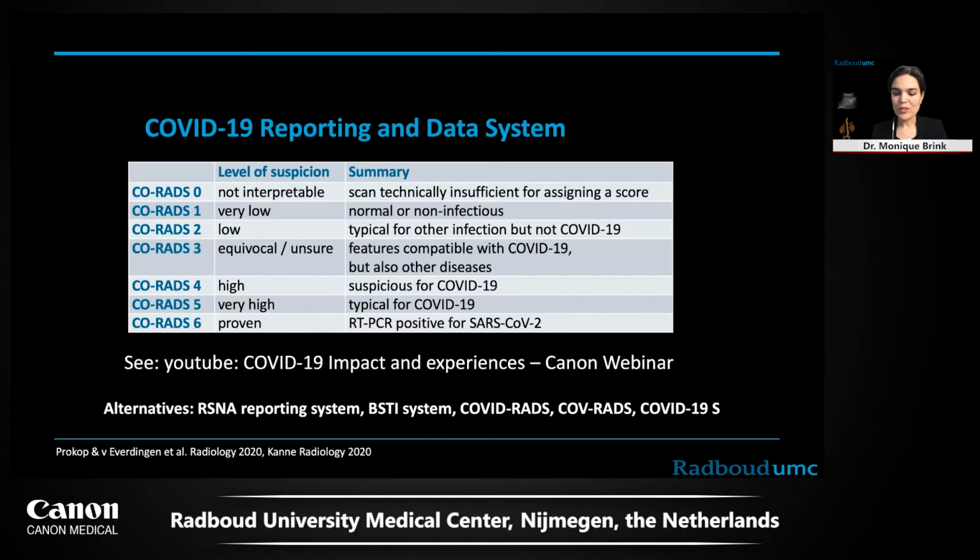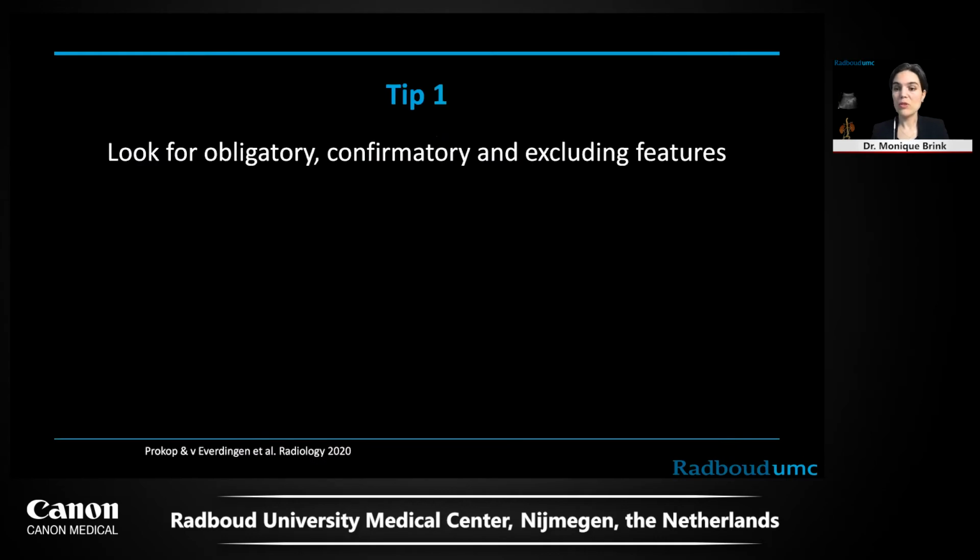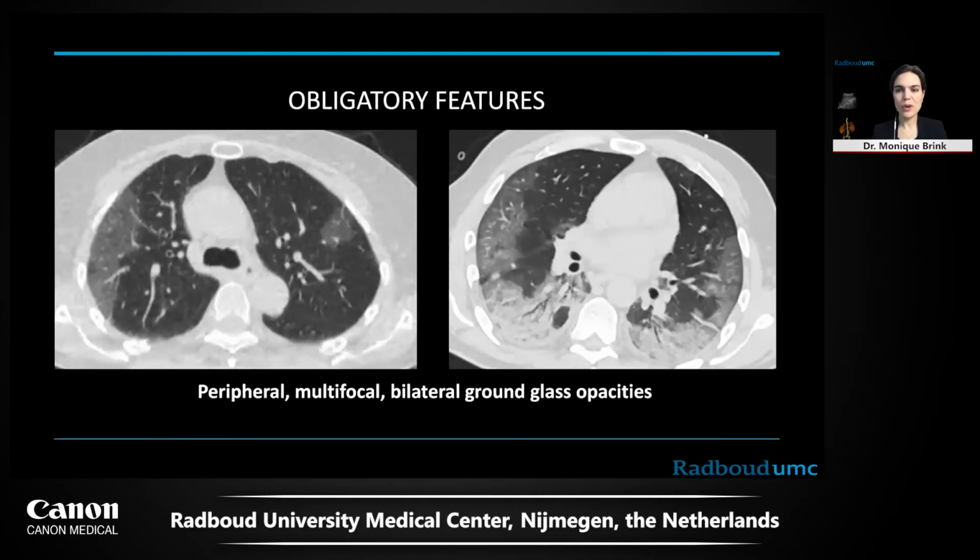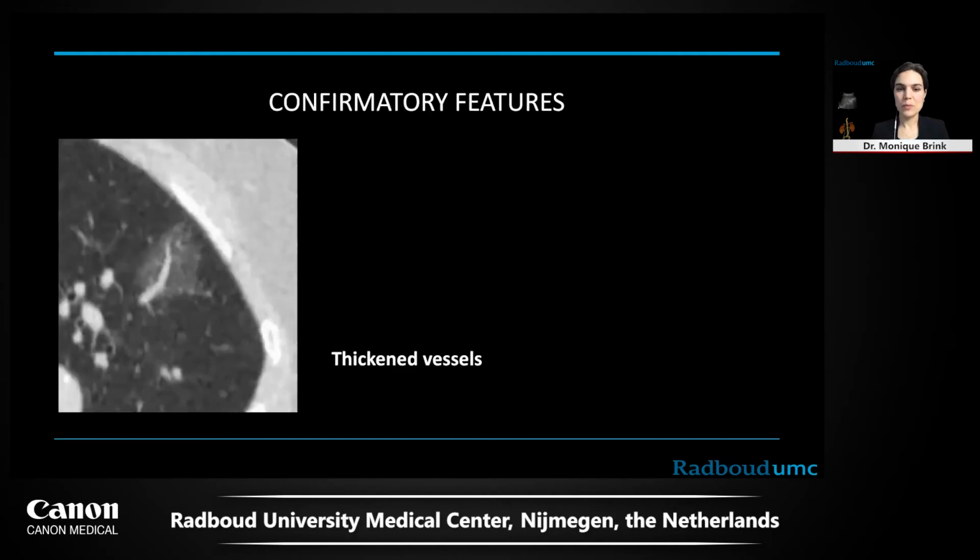So whether or not you're using such a system, my first tip is look for features that are typical or not typical for COVID-19. The so-called obligatory features, which are features you all know, they have to be present if you want to give the patient a high suspicion of COVID-19, including the peripheral, multifocal, bilateral ground glass opacities with or without consolidations. And it really helps if you have confirmatory features, and especially the thickened vessels are very interesting, I think, such as in this patient. You can see a thickened vessel in the ground glass opacity, which resembled an endothelitis.